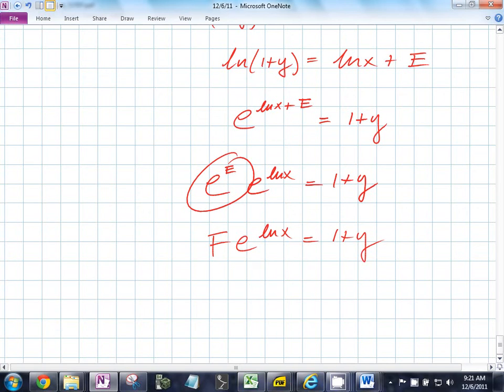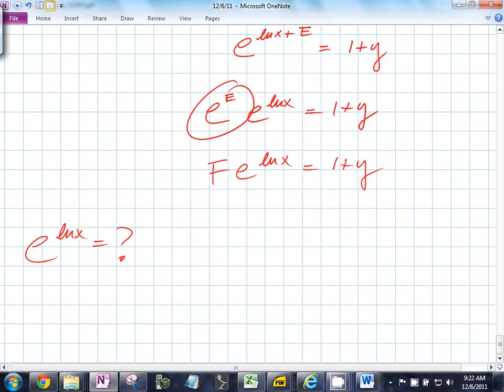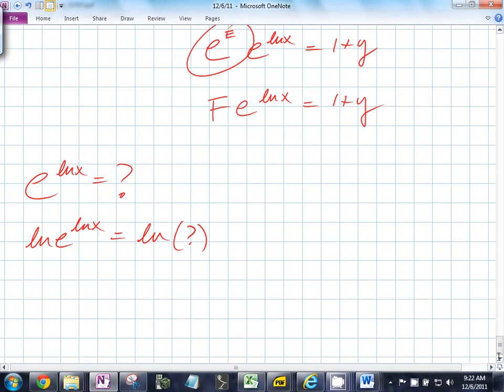ln of e to the ln x is equal to ln of question mark, correct? I just took the natural log of both sides. What can I do with the exponent? ln x times ln e is equal to ln of question mark. What's ln e? So we have ln x is equal to ln of question mark. What does x equal? So this equals x.